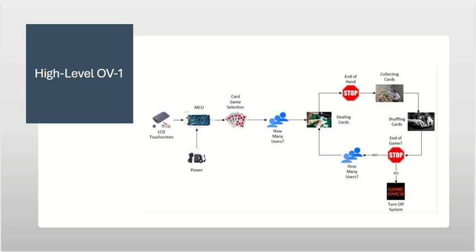From there, you get how many users are in the game. And after that, the system comes to life, and you see card. The system deals the cards. Once the end of hand happens, there's a button that the user can press, and once the user presses that, the card collecting begins, followed by the shuffling, and then after the card shuffling, the user will get an end of game button that they can press.